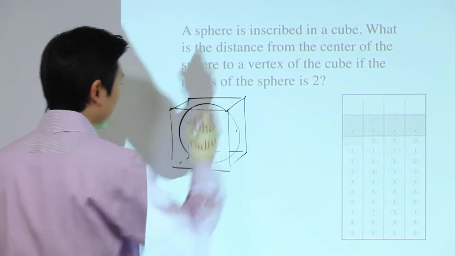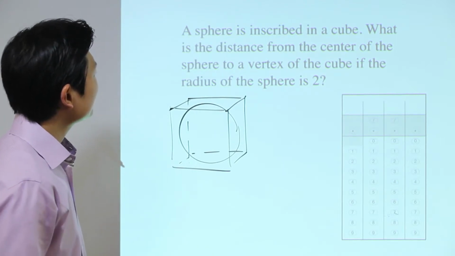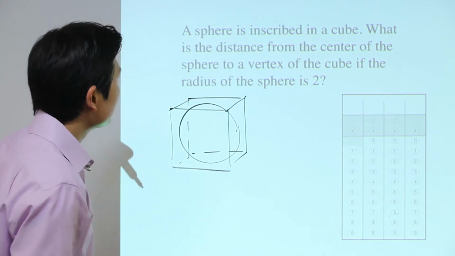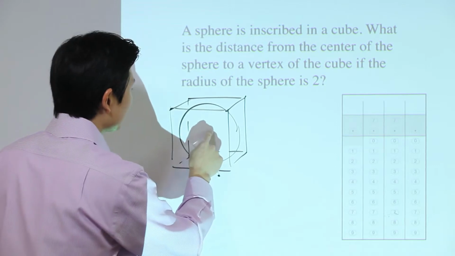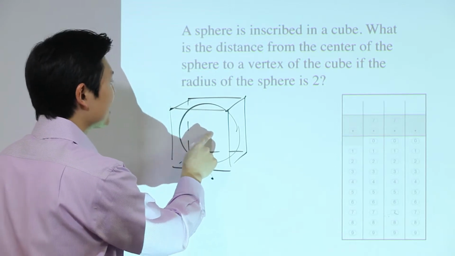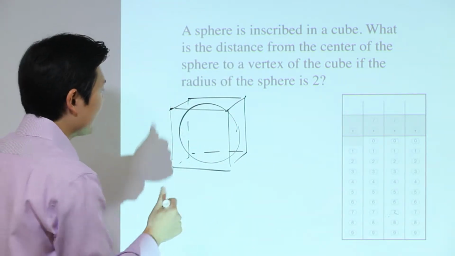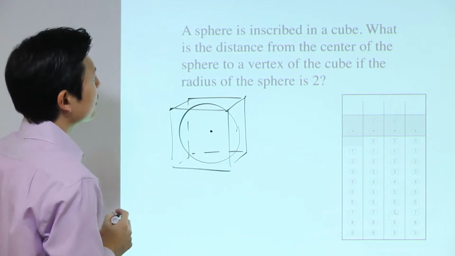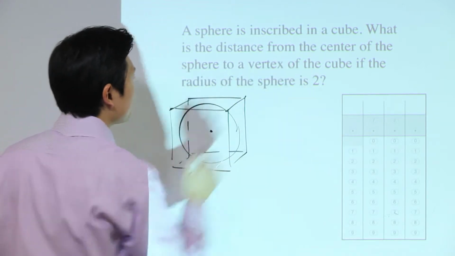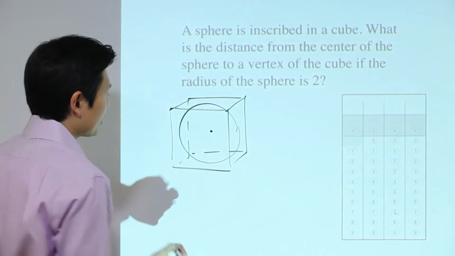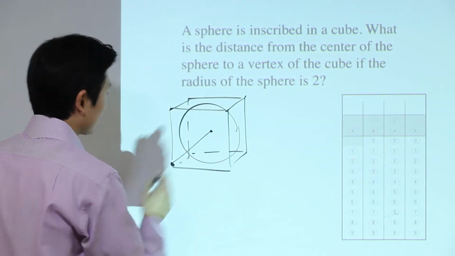And so it's kind of like that, right? What is the distance from the center of the sphere? So the center of the sphere is right in the center right there, but that center is also the center of the entire cube too, right? So we have the same center here. From center of the sphere to a vertex of the cube, and we can pick any of the vertices, but I'm going to pick this one here, this vertex.